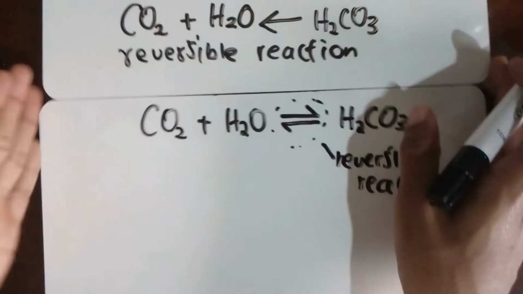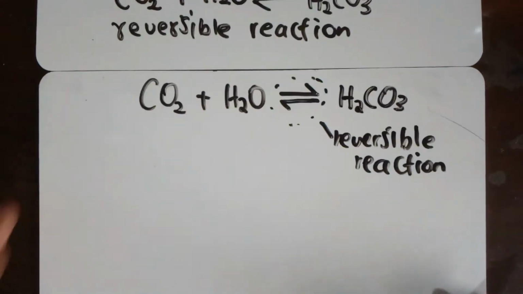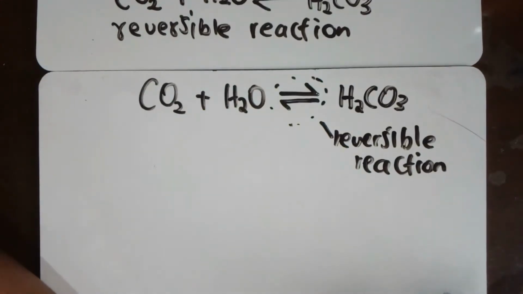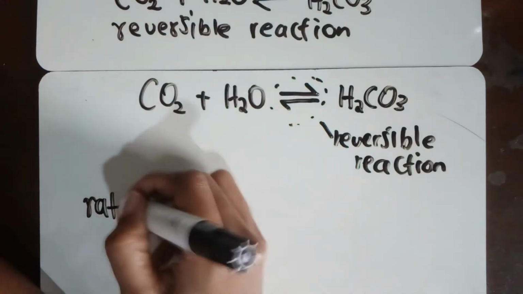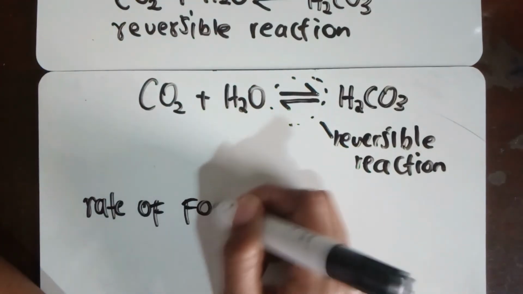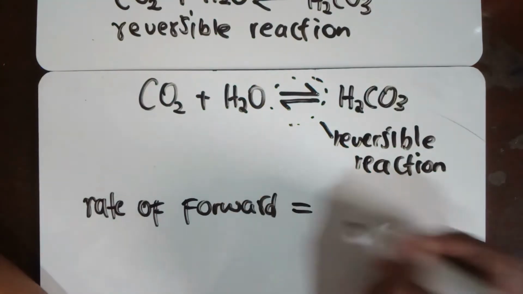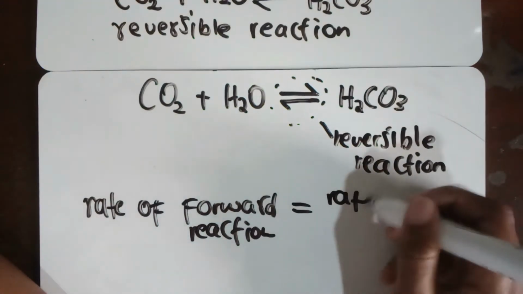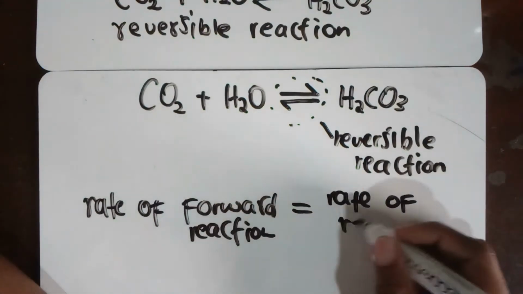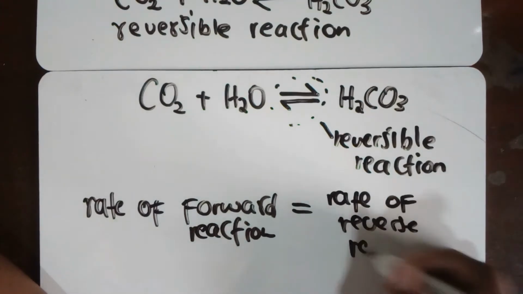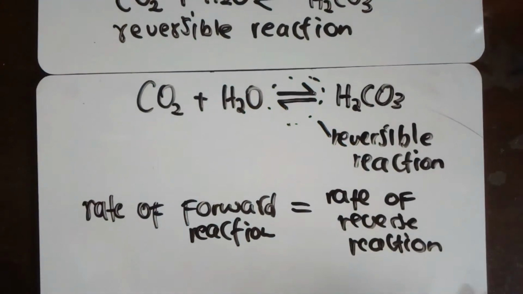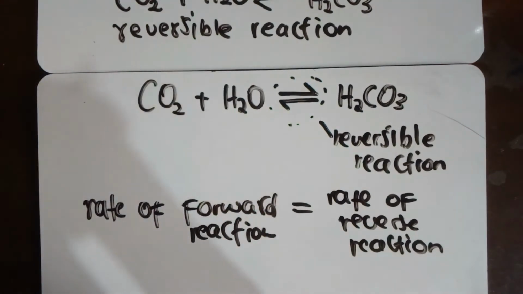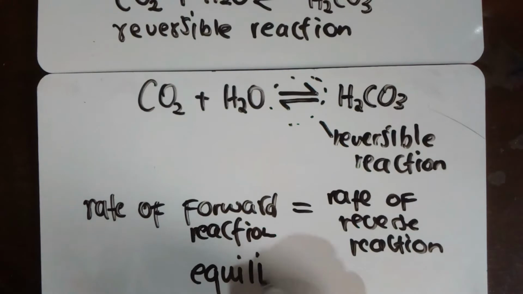So there's an important thing that you should know: when the rate of forward reaction will equal the rate of reverse reaction. So when they're equal, and we'll speak much more about what this actually means, we say that our chemical reaction is in a state of equilibrium.